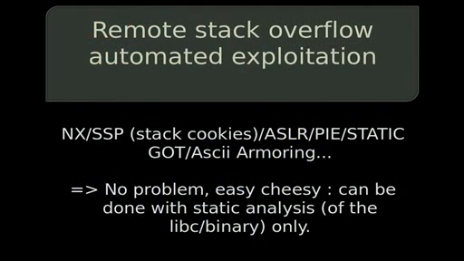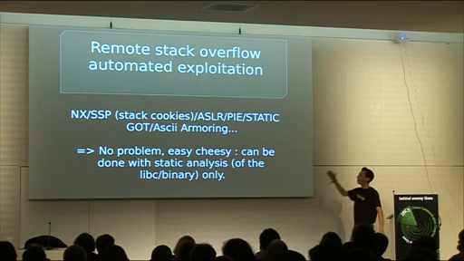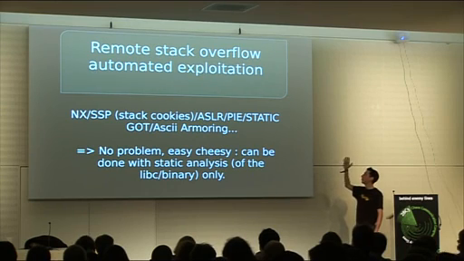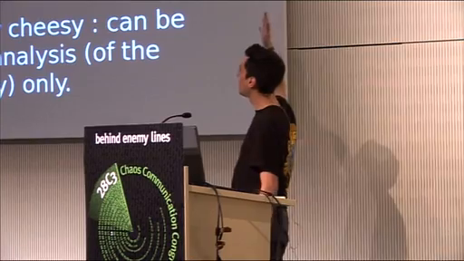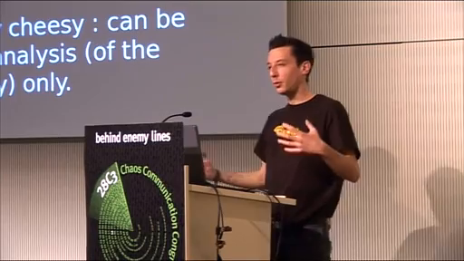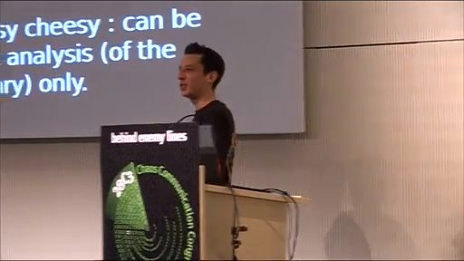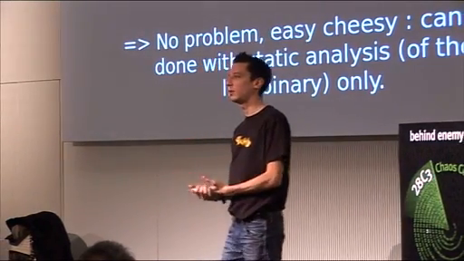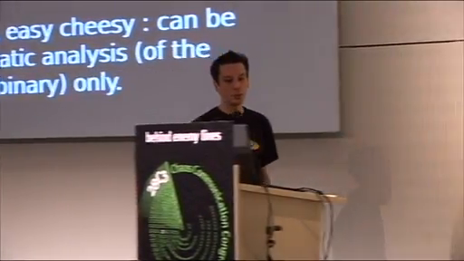So basically, stack overflow, blah, blah, blah. Compared to the very first articles like Aleph1 and stuff like this, we've got non-executable bits, stack cookies, ASLR, position-independent code, possibly static GOTs, and ASCII armoring. The real point why I'm saying it's not that interesting is that you can do the whole analysis and write your exploit statically. You don't need a debugger to do that. And I'm going to prove it to you.